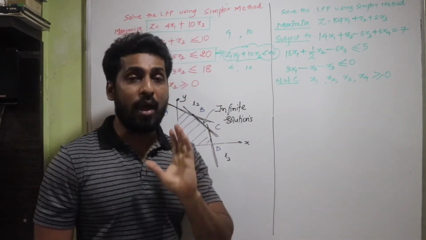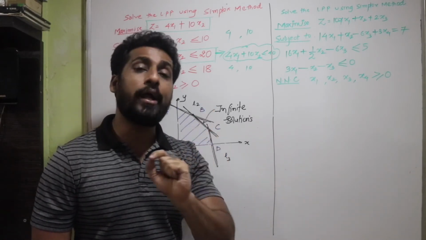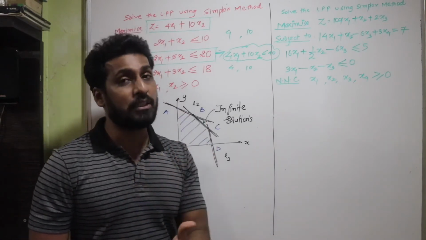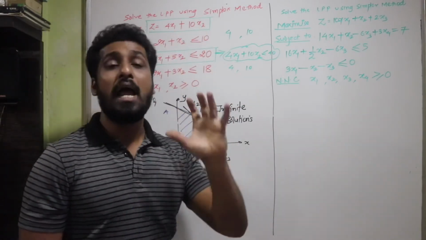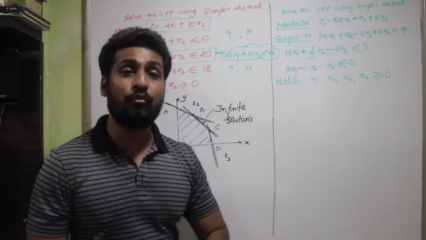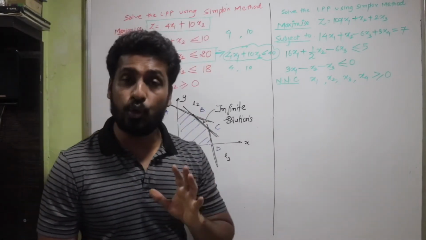When you join those 2 points with a straight line, any point lying between the 2 points will definitely give us the exact same answer for the given objective function, and hence we say that the given linear programming problem has infinite solution. So that was the first typical type of question that you want to understand.